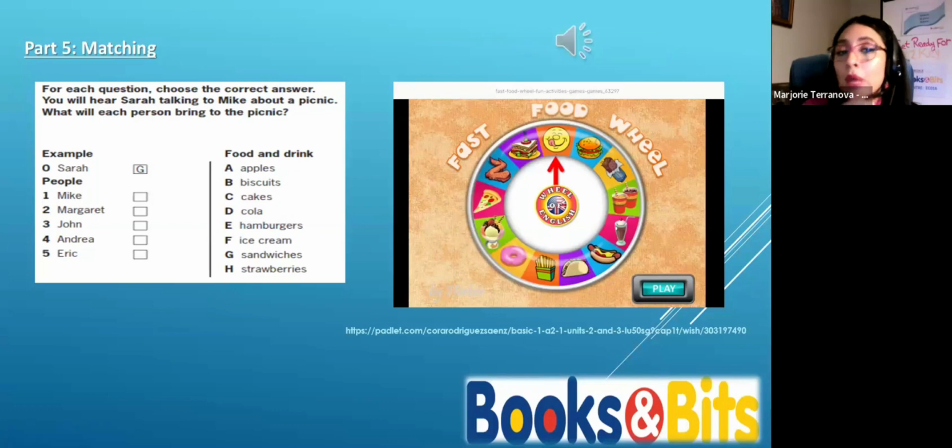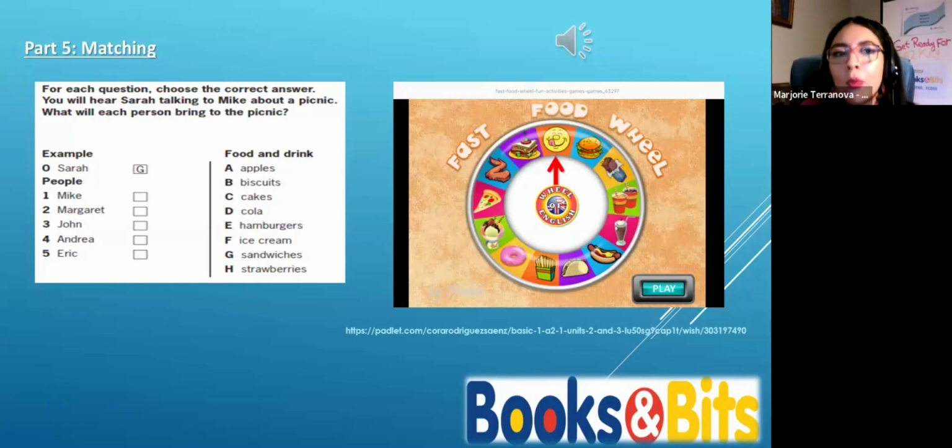All right, so very easy. What is Mike bringing to the picnic? Ice cream, very good. And you can tell the students, which other food did you already hear? Oh, we heard sandwiches, right? But that is what Sarah is making.